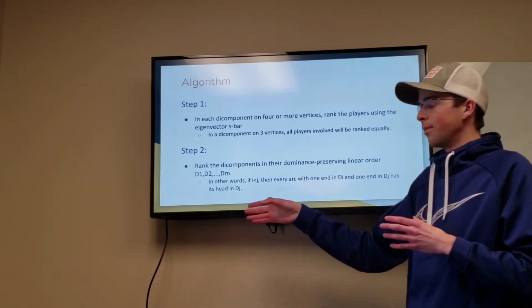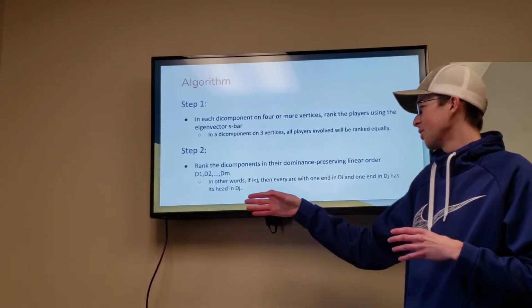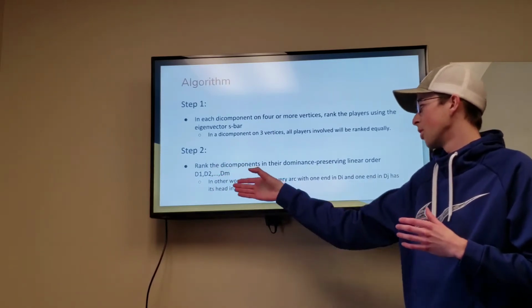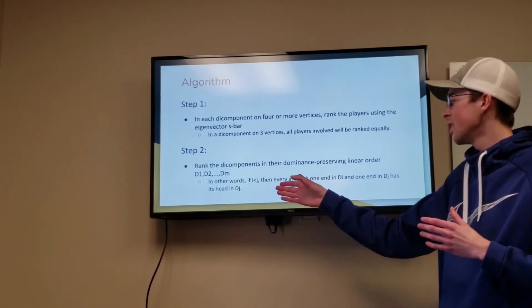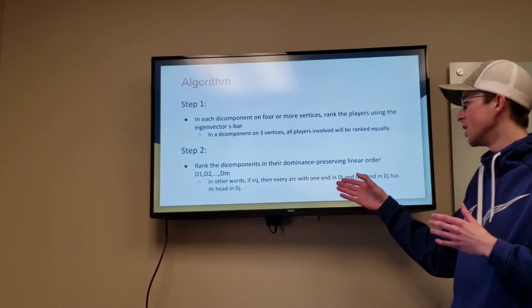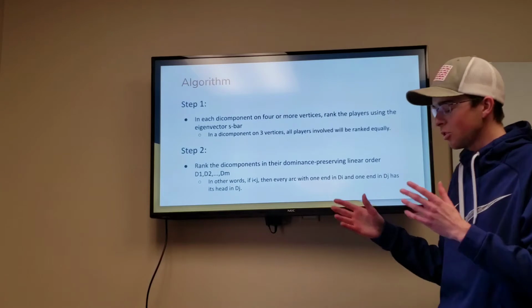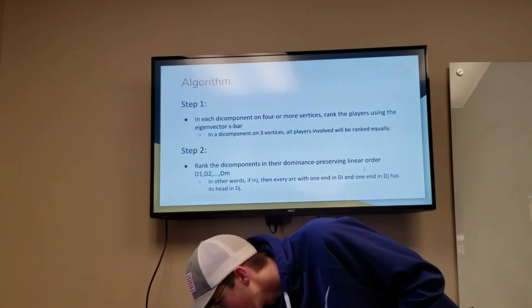Then step 2: we take these dicomponents in their dominance preserving linear order, D1, D2, through Dm. To put it in easier terms, if we have i and j for our dicomponents, with i less than j, then every arc with one end in Di and one end in Dj must have its head in Dj. So I'll show how this works with an illustration.